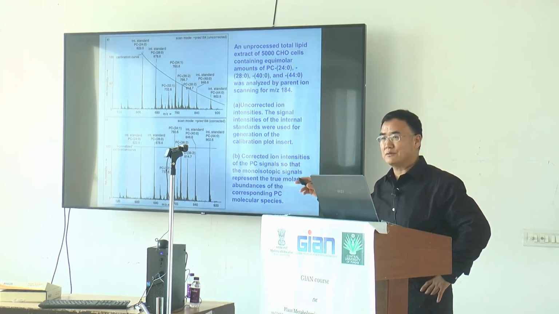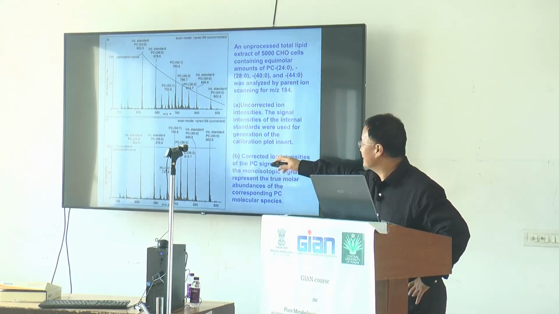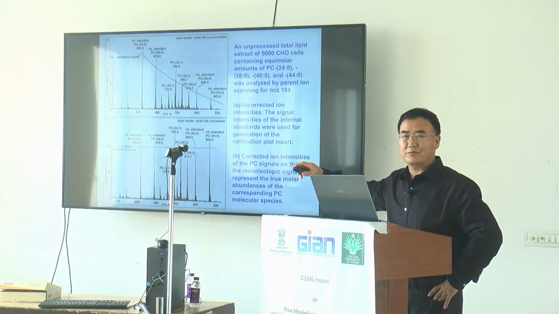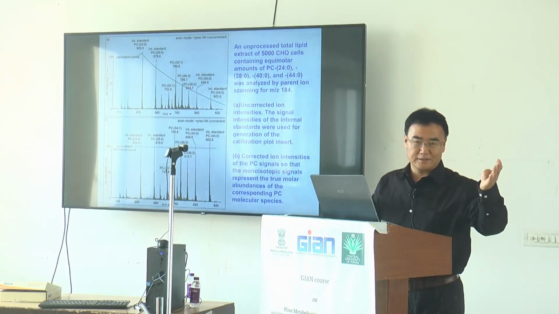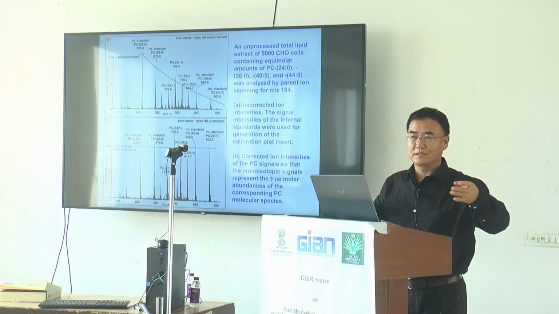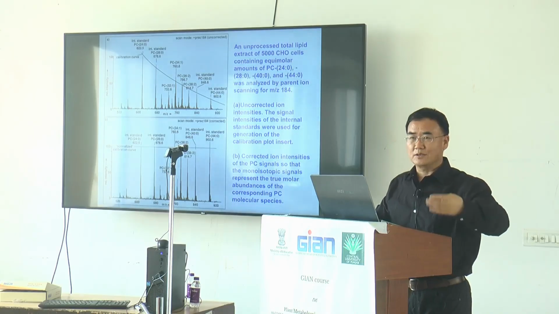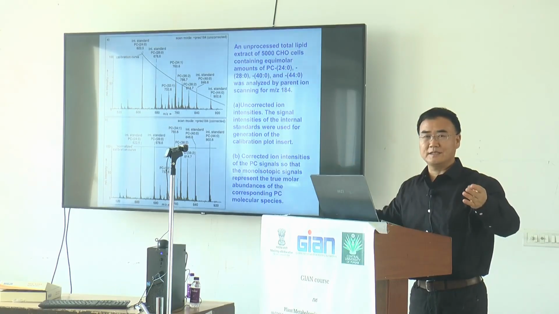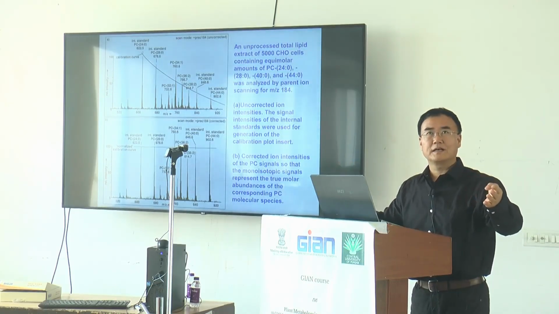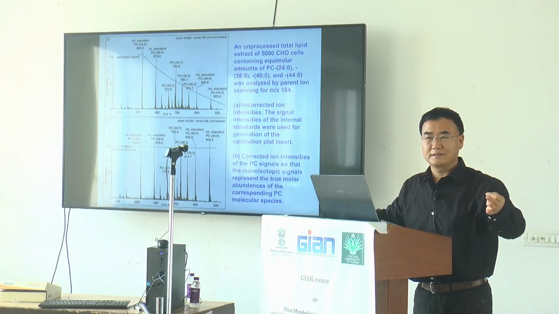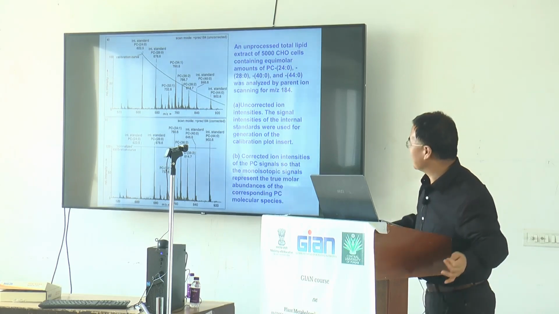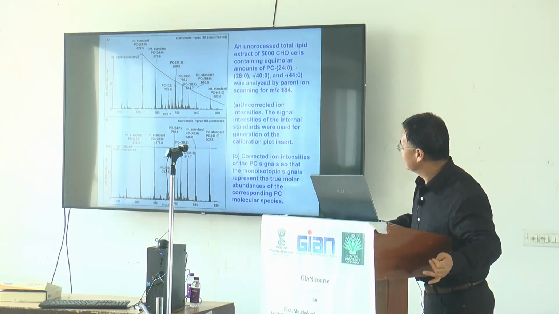PC 38:2 means you have two double bonds, and the total carbon number is 38. The 38 can be different combinations of fatty acids, depending on what type of organism resource, like plant or animal. The 38 can be 18 plus 16 fatty acid. This is 34, right? 34 then plus 38.